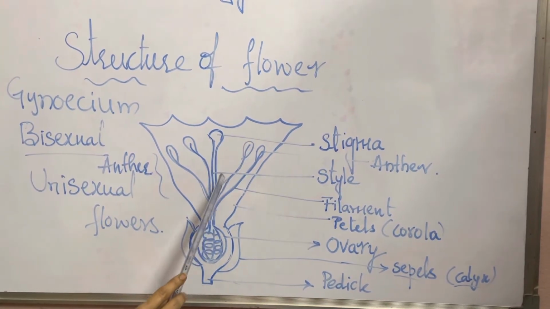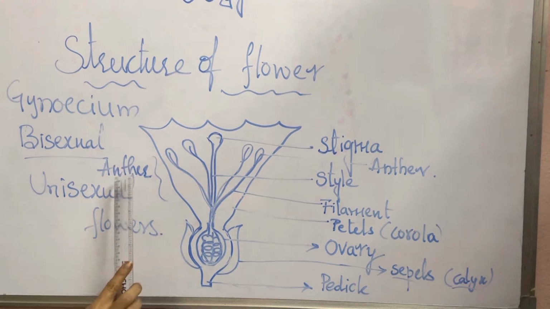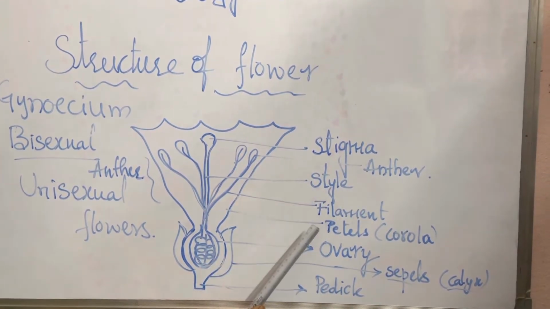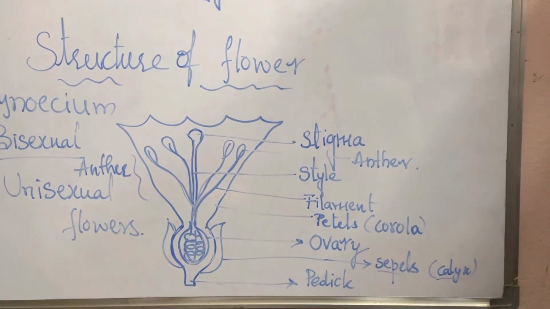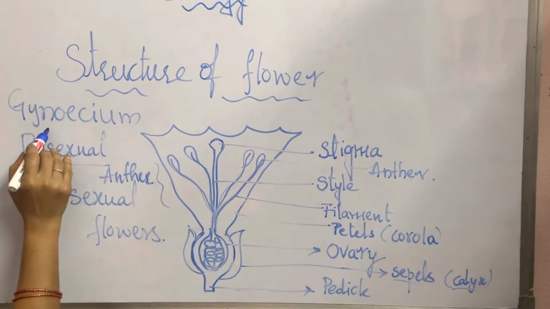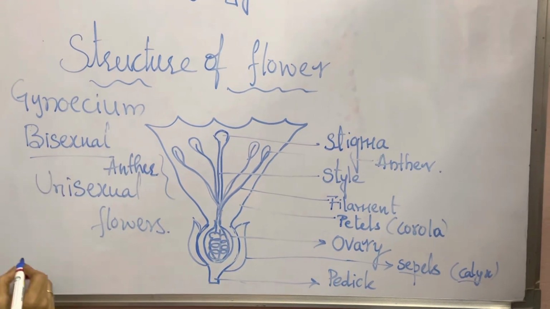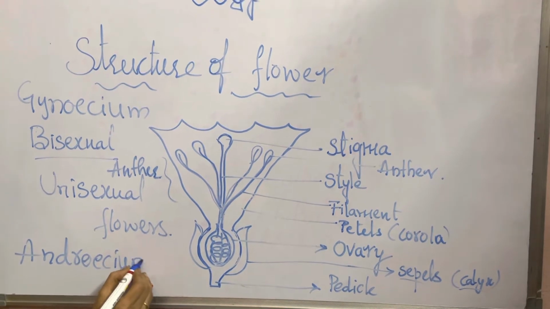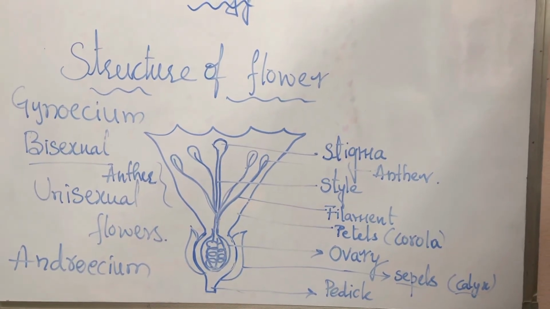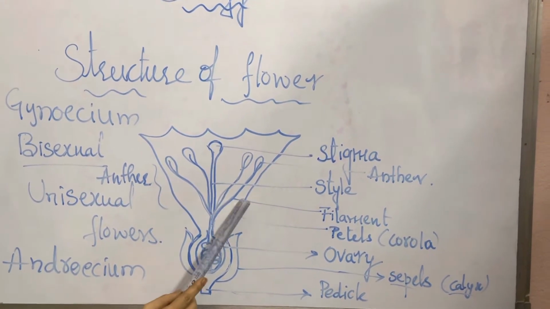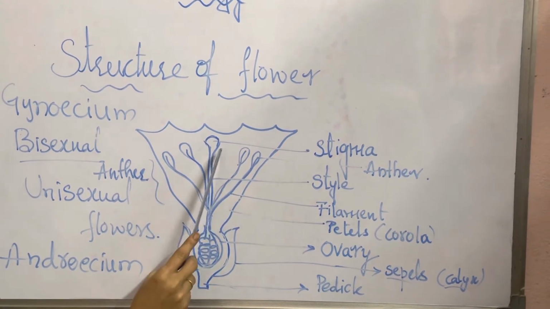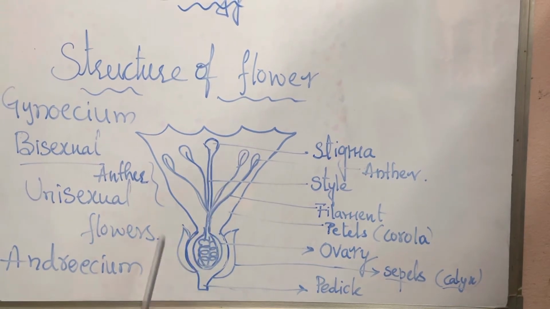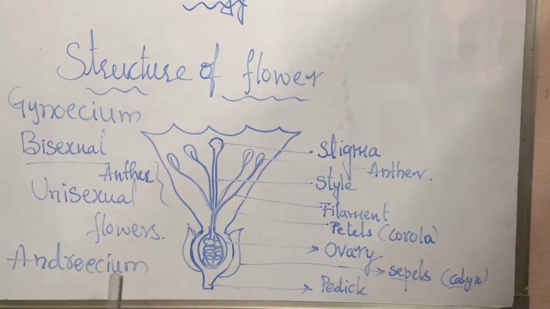Whereas the male reproductive part of the flower possesses two parts, the anther as well as the filament, and is also called the androecium. The female part is called the gynoecium and the male one is called the androecium, which possesses two parts: the anther and the filament. This anther encloses a number of pollen grains. So this is about the structure of the flower.